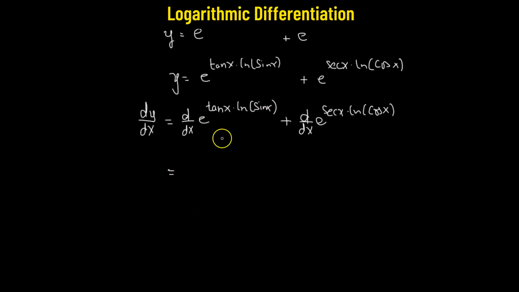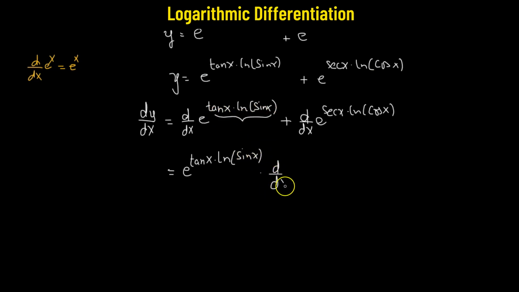We know the derivative of the exponential function. Let's say if we have derivative with respect to x of the exponential function e raised to the power of x, that's the function itself, so we'll get the exponential function back. Similarly we have e raised to the power of tangent of x times log of sine x, so its derivative will be that same function, e raised to the power of tangent of x times log of sine x. But since this is not x, we have to use the chain rule. We'll have to multiply it to derivative with respect to x of tangent of x times log of sine x. Similarly for the second term, the derivative of the exponential function will give us the function itself.